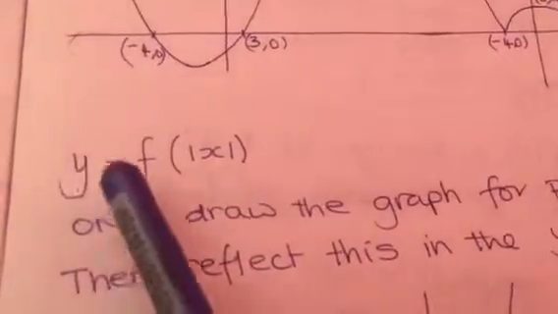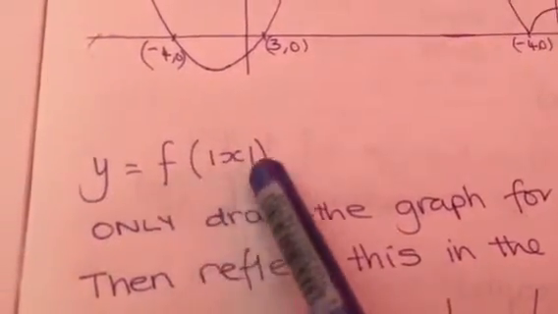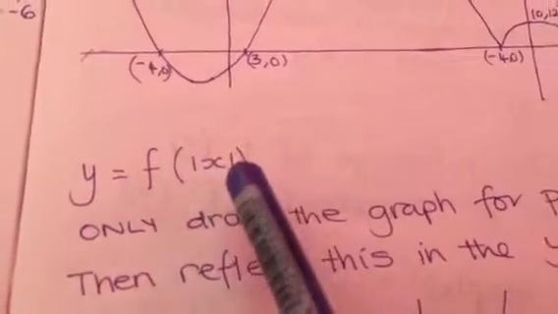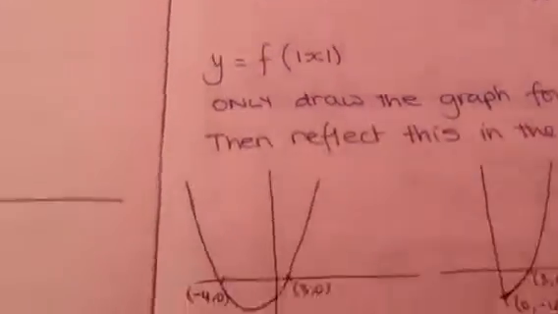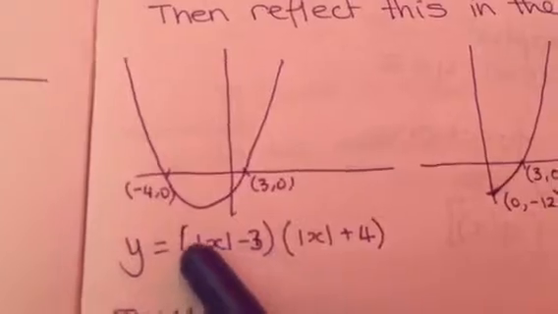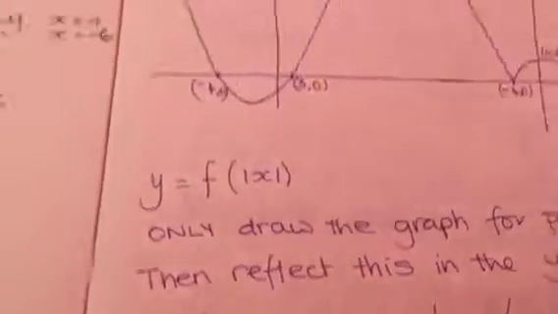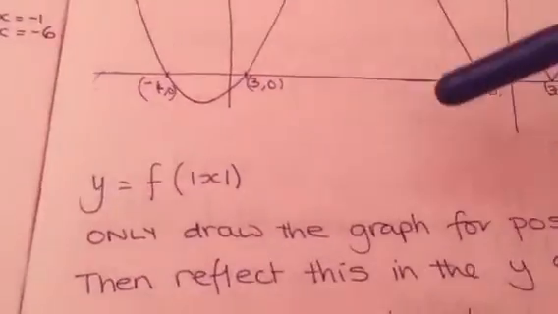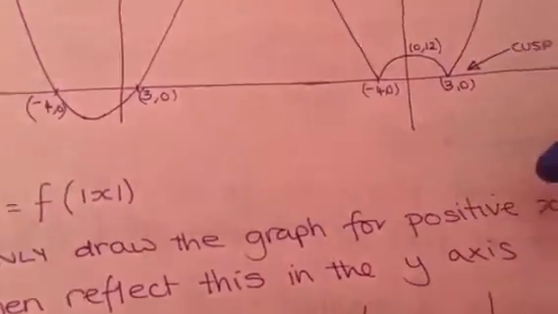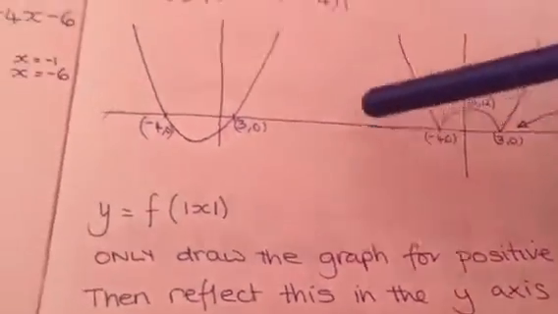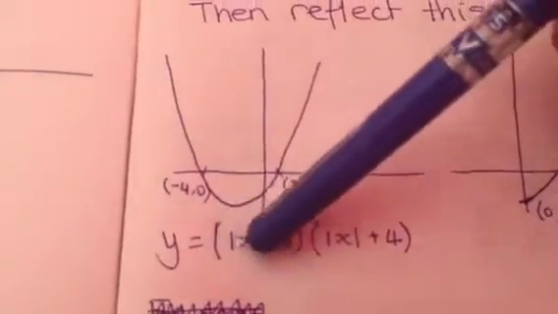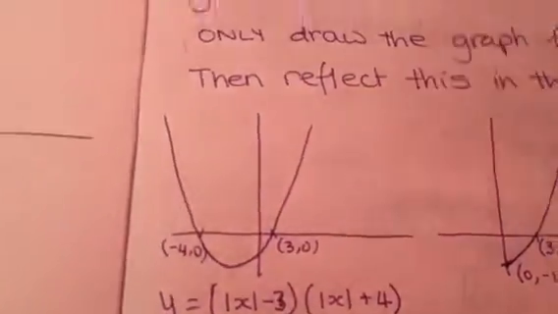The other sort of graph is where you've got y equals f, function of the modulus of x. So the equation would look more like this. So it's y equals modulus of x minus 3, modulus of x plus 4. Now for this bit you don't draw the whole graph, you only draw the bit of the graph for the positive x values, because if you're taking the modulus of x, you're only taking positive x values.